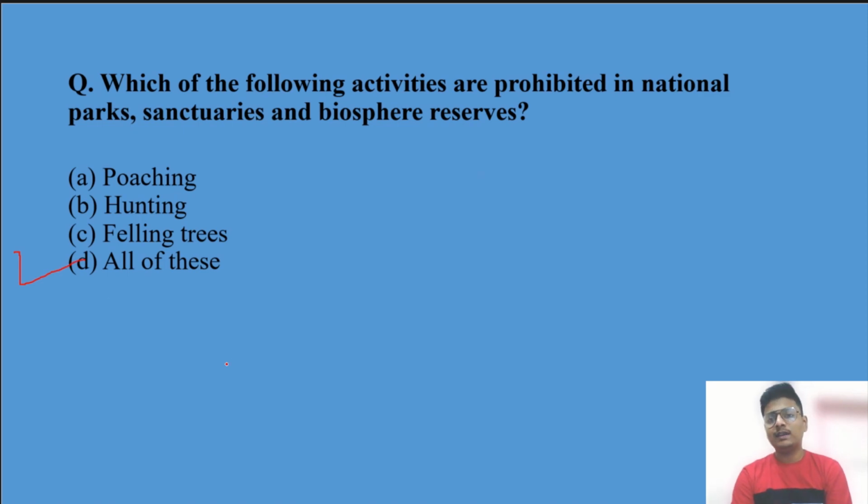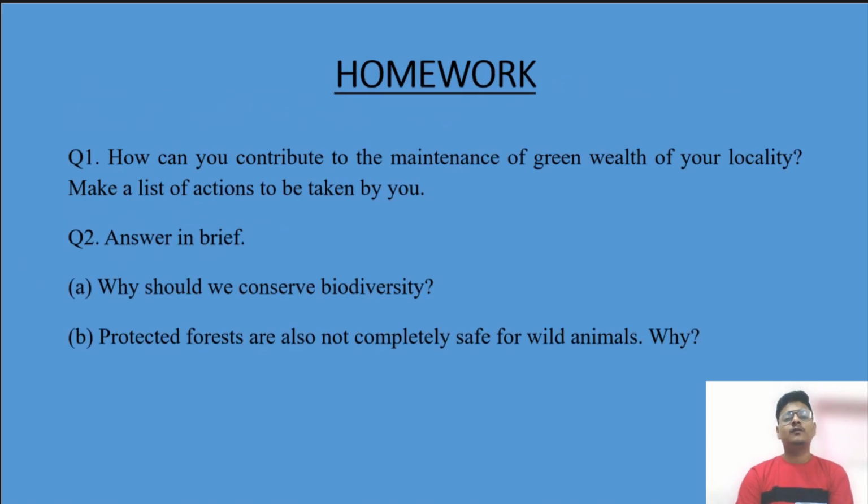Okay students, so till now we have studied, first we talked about flora and fauna, then we talked about endemic species, then we talked about endangered species. We went through the details of these things. So now, concluding this, I am giving you some homework to do. You have to do homework on how you can contribute to the maintenance of the green wealth of your locality. You have to make a list of actions to be taken by you. And you have to answer in brief: why should we conserve biodiversity, and why are protected forests also not completely safe for wild animals?